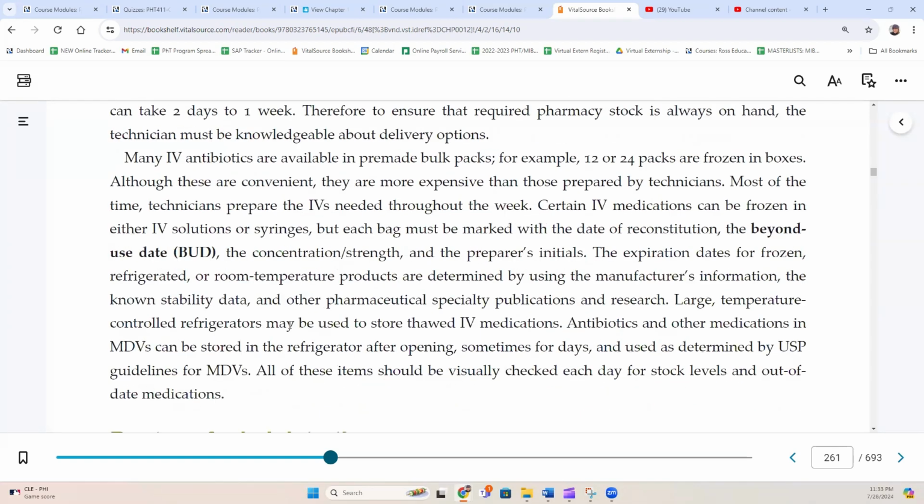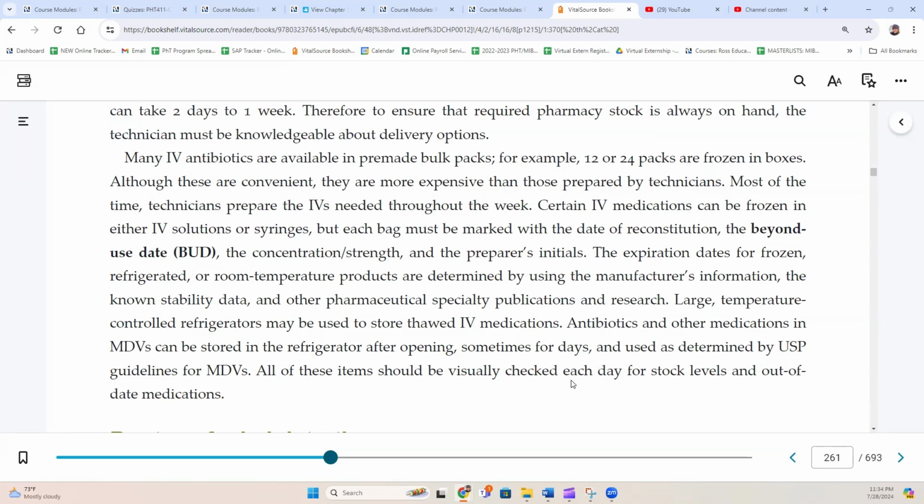Many IV antibiotics are available in pre-made bulk packs. For example, 12 or 24 packs are frozen in boxes. Although these are convenient, they are more expensive than those prepared by technicians. Most of the time, technicians prepare the IVs needed throughout the week.